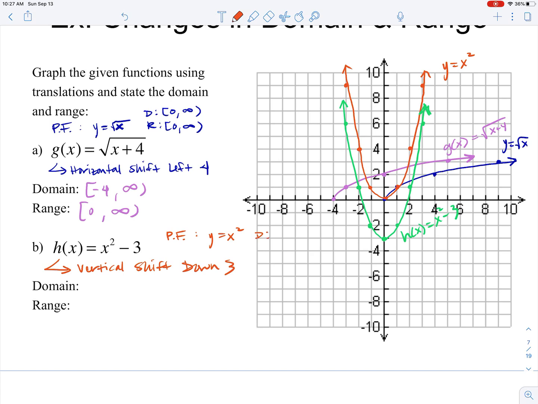Now, the domain of the parent function is all real numbers. The range is from 0 to infinity. The domain of the shifted function, h, is still all real numbers, but the range is going to be -3 to infinity. So reading the graph from bottom to top, the range ends up being shifted down with that vertical shift.